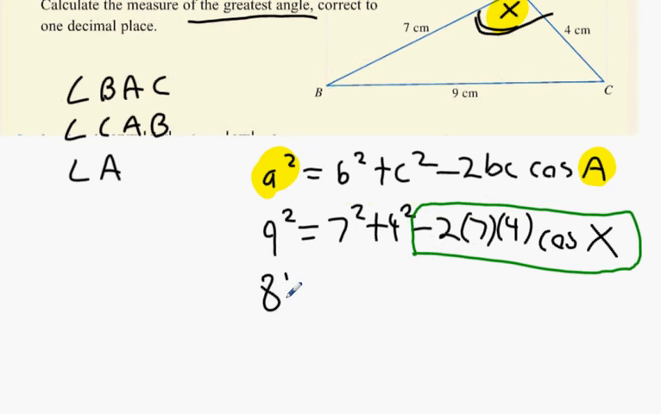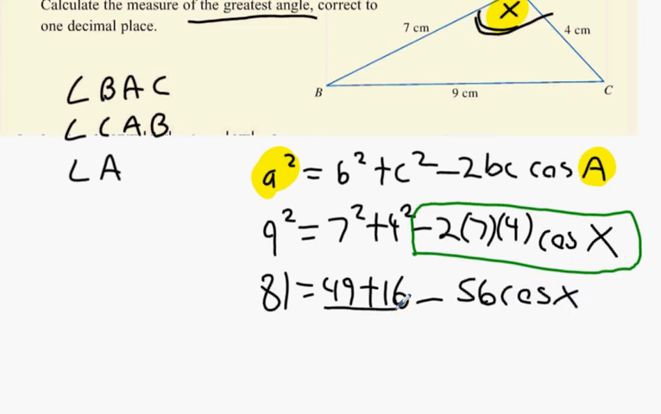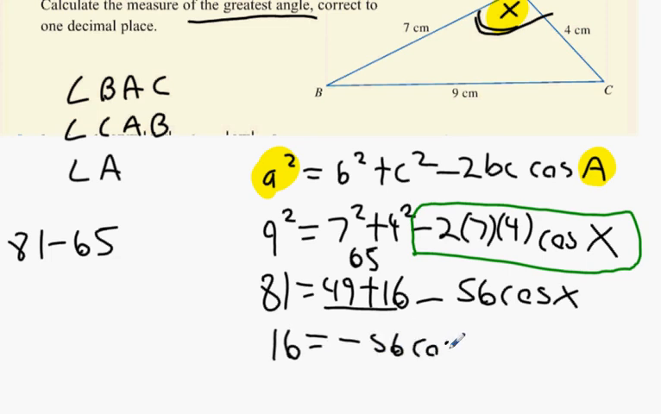Okay, so it's 81 equals 49 plus 16, and then that's 2 times 7, which is 14. 14 times 4 is 56 cos X. I merged the two of them together to become 65. It's then going to transfer over to the other side to become 81 minus 65, which is 16. 16 equals minus 56 cos X.